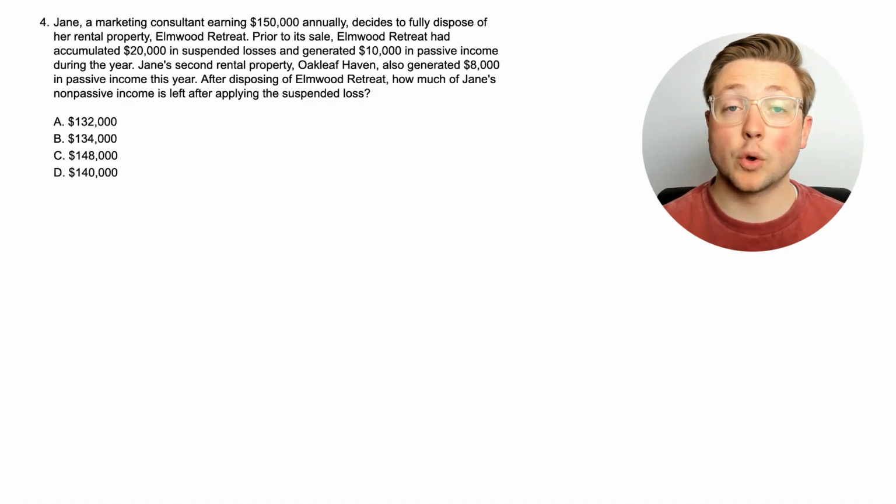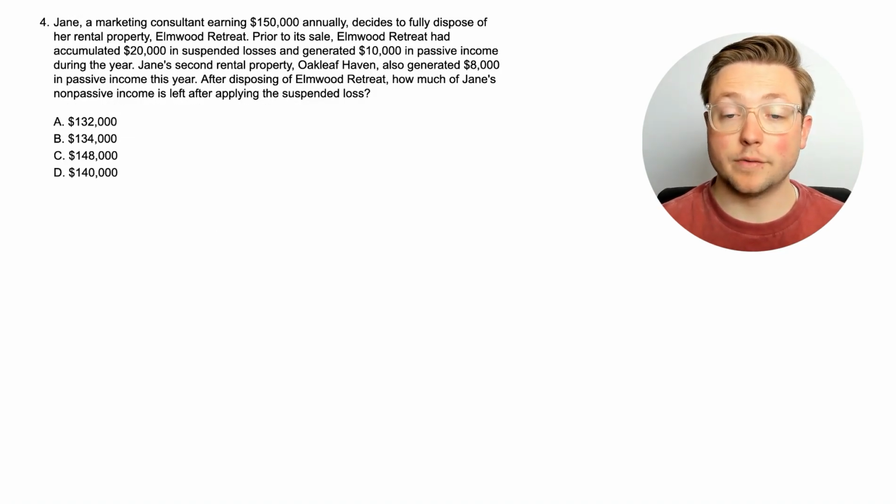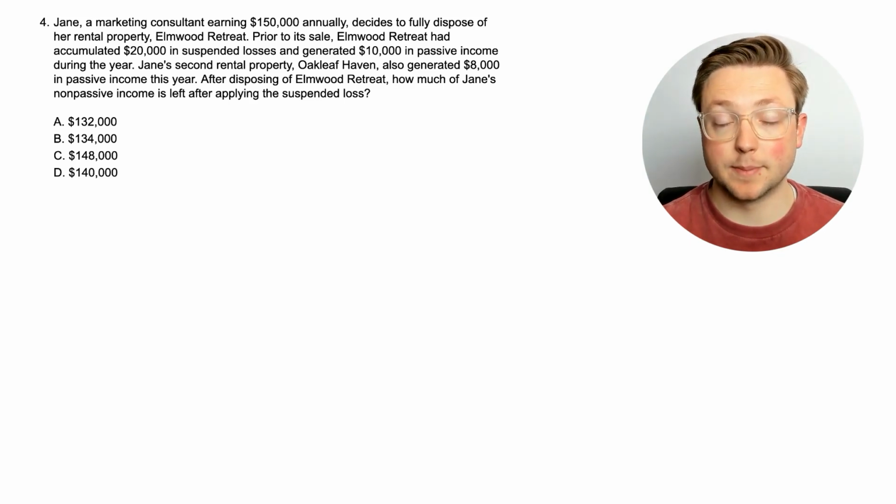Okay, here is question 4. Jane, a marketing consultant earning $150,000 annually, decides to fully dispose of her rental property, Elmwood Retreat. Prior to its sale, Elmwood Retreat had accumulated $20,000 in suspended losses and generated $10,000 in passive income during the year. Jane's second rental property, Oakleaf Haven, also generated $8,000 in passive income this year. After disposing of Elmwood Retreat, how much of Jane's non-passive income is left after applying the suspended loss?